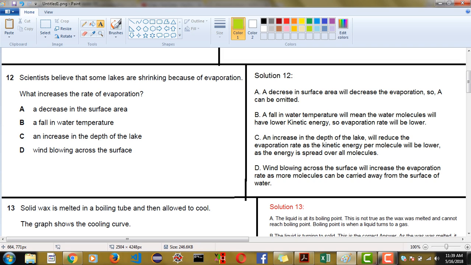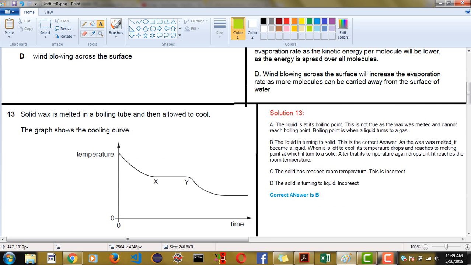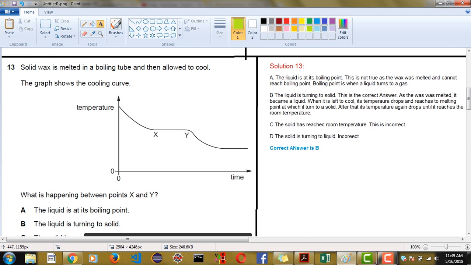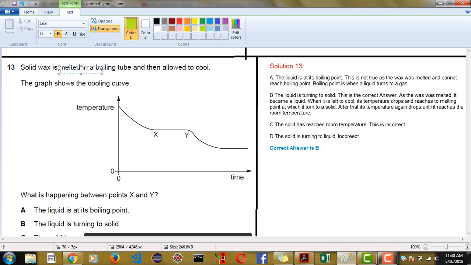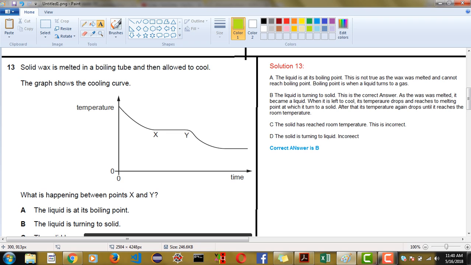Okay, let's move to question number 13. Solid wax is melted in a boiling tube and then allowed to cool. The graph shows the cooling curve. What is happening between points X and Y? We repeat the question again. Solid wax is melted in a boiling tube and then allowed to cool. So it is first melting. Now what does melt mean? Melt means conversion of a solid to a liquid.